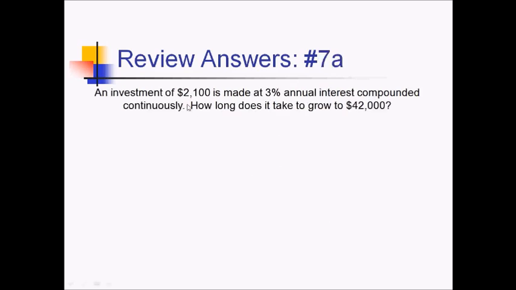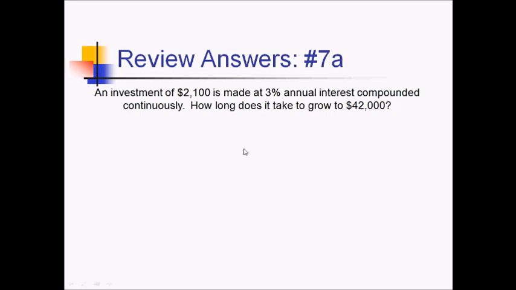For this problem, we have an investment of $2,100 made at 3% annual interest compounded continuously. We want to know how long it takes to grow to $42,000. So with these real-life exponential problems, you want to start by setting up an equation, and you really want to start by picking the right formula. Since we're compounding continuously, out of all the exponential models we've used, PERT is the best one.